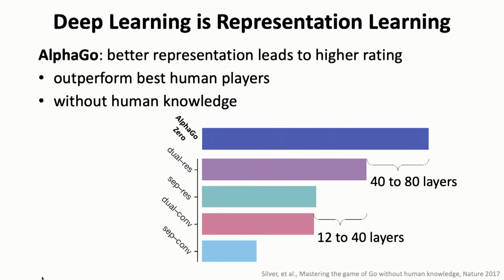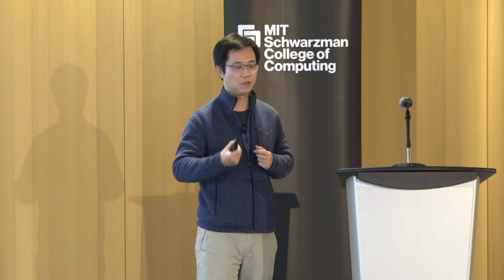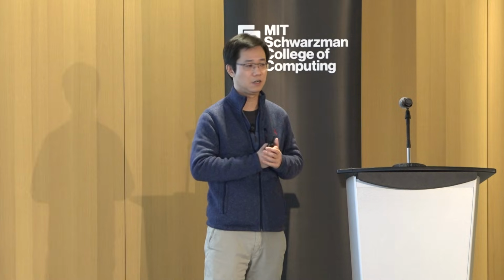And actually, if we keep increasing the depth of the neural networks, for example, to 80 layers, we're going to see another huge boost in terms of the Go playing performance. And it is interesting to note that this performance is way better than even the best human players in the world. And the AlphaGo algorithm can achieve this performance without using any human knowledge.